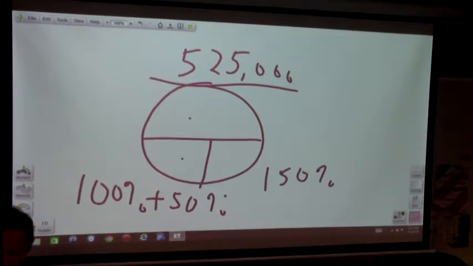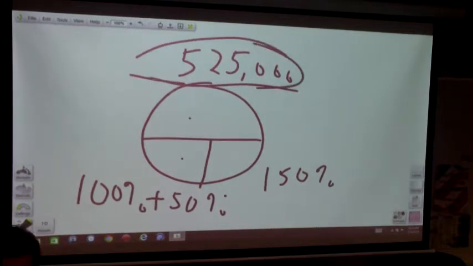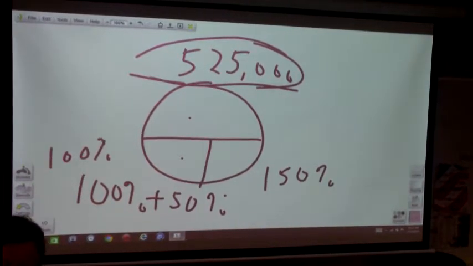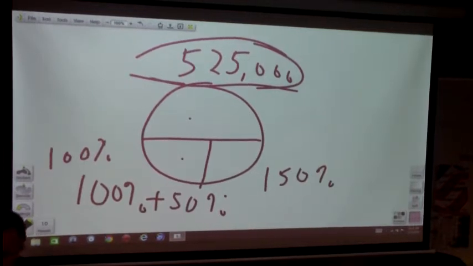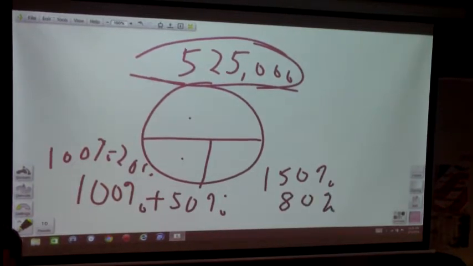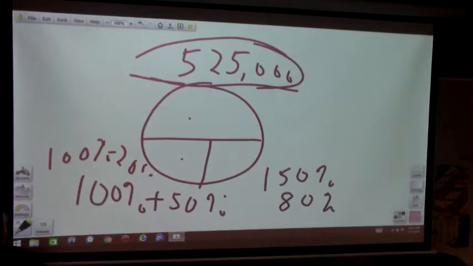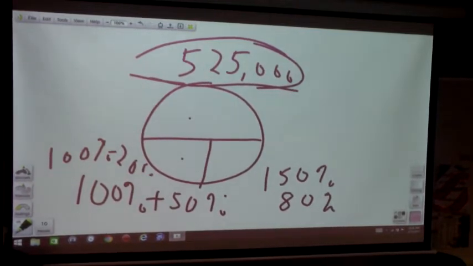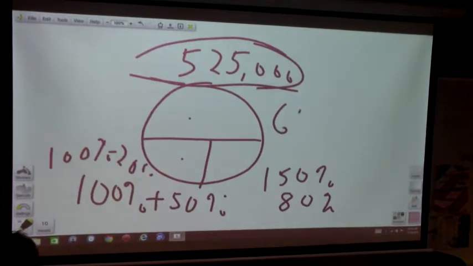So what is this? Now, this figure here is, we don't know what he paid for it, but we know he paid 100%. And this is what he sold it for after he lost 20%. So what is this figure? 100% minus 20%, or 80%. What did he pay for it? 525,000 divided by 80%. 656 and change, right?